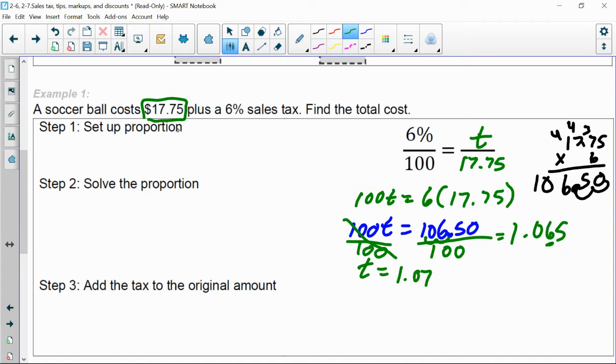Okay, so we set up our proportion, we solved the proportion, and now we're going to add the tax to the original amount. The original amount was the 17.75. We're going to add my $1.07 to it.